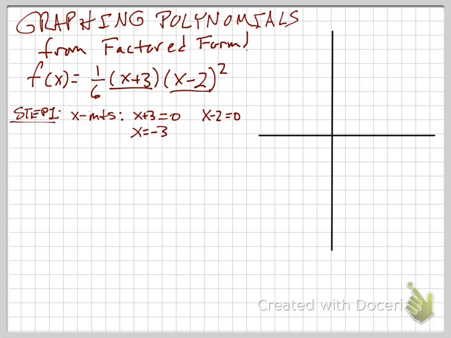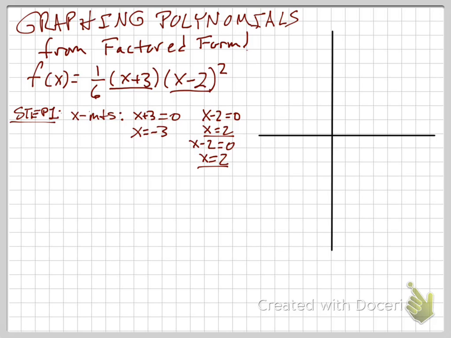Let me write it just maybe below. But if I solve x minus 2 and set that equal to 0, I get 2. And really, I could do that twice, right? Because it's squared. So there's really two factors of x minus 2, which means there's two zeros. It's a repeated 0 at 2.